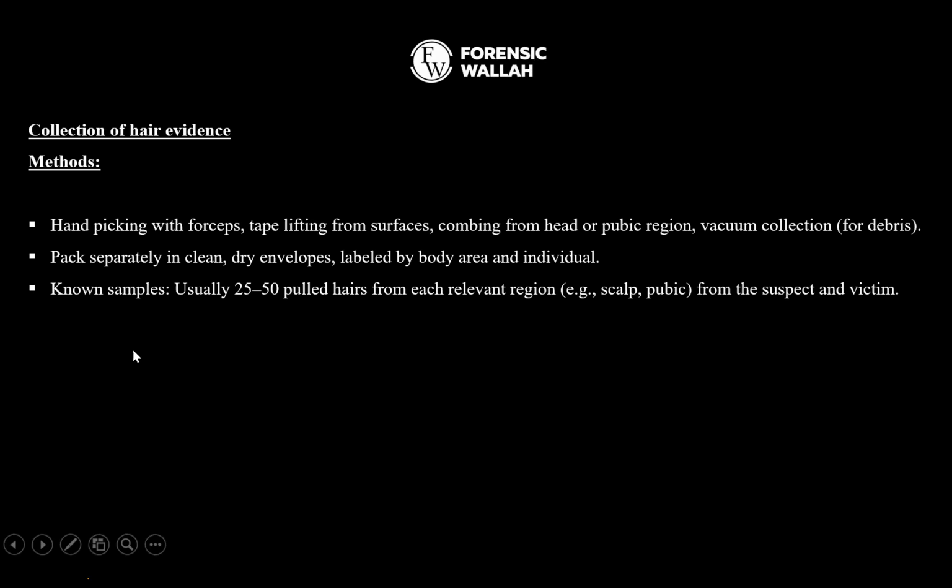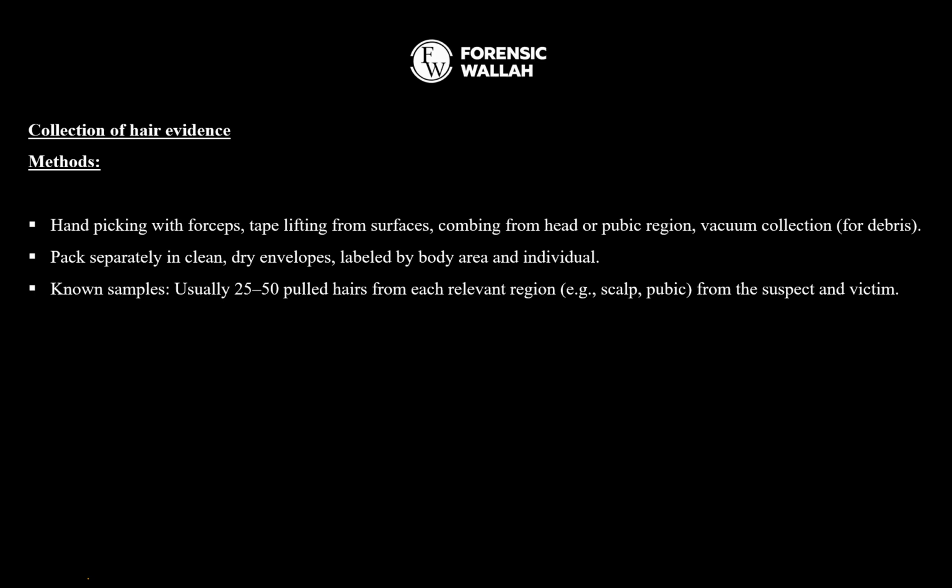Okay, so how would you collect a hair from a crime scene? First, you collect it with forceps, and then you do something called tape lifting. That is, where hair is there at a crime scene, you put a tape and you just remove that tape from there. Or else combing from the head or pubic region, or vacuum collection, can also be done. Next, after collecting the hair, you have to pack it securely in separate, clean, dry envelopes.